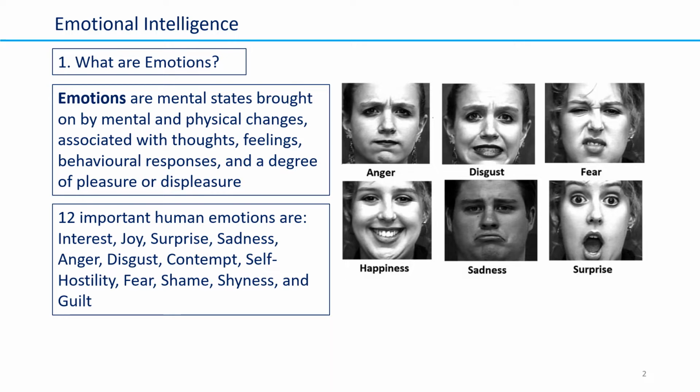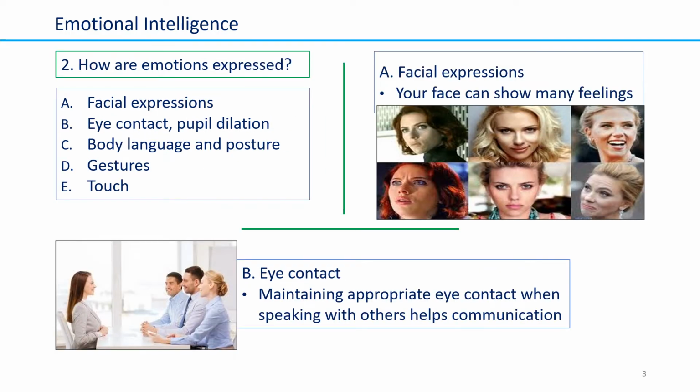Now, what are emotions? In another way, mental states arise, that's okay, but in a little more detail: a mental state brought on by mental and physical changes. Both changes occur in your mind, in your heart, and in your body. And they are associated with thoughts, your feelings, your attitude, your values, your behavioral response, and a degree of pleasure and displeasure, both. So this is the simple way to understand what emotions are.